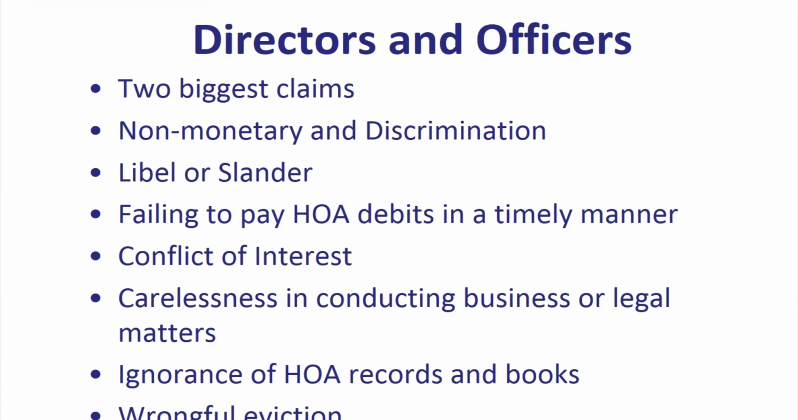As you can see from this slide, this is an example of some of the claims that directors and officers coverage could step up and respond to. Two of the biggest claims being non-monetary and discrimination. Then also there's libel and slander potentially, failing to pay the HOA debits in a timely manner, conflict of interest policies, and just overall carelessness in conducting business or legal matters, and sometimes ignorance of the HOA records and books, wrongful eviction, and so on.